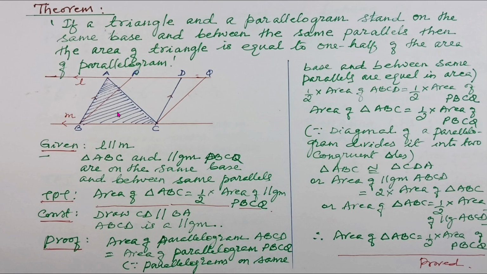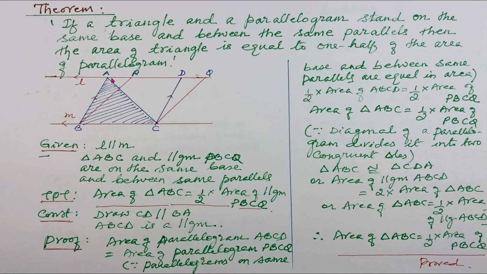Now to prove this, let us go for a construction. Draw CD parallel to BA. By that we get one more parallelogram ABCD. Now let us see how to prove it. In parallelogram ABCD, AC is the diagonal, and the diagonal divides the parallelogram ABCD into two congruent triangles, that is, triangle ABC and triangle DCA are congruent triangles, their areas are equal, and therefore the area of the triangle ABC is 1/2 of the parallelogram ABCD.